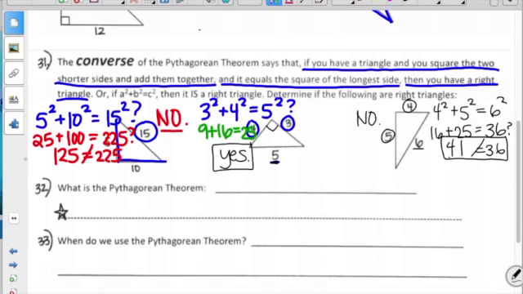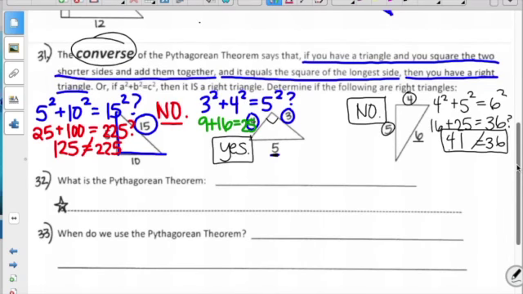Okay, so that's called the converse of the Pythagorean theorem, and you use the Pythagorean theorem to determine if a triangle is a right triangle. Just plug in the numbers and see if it's true.